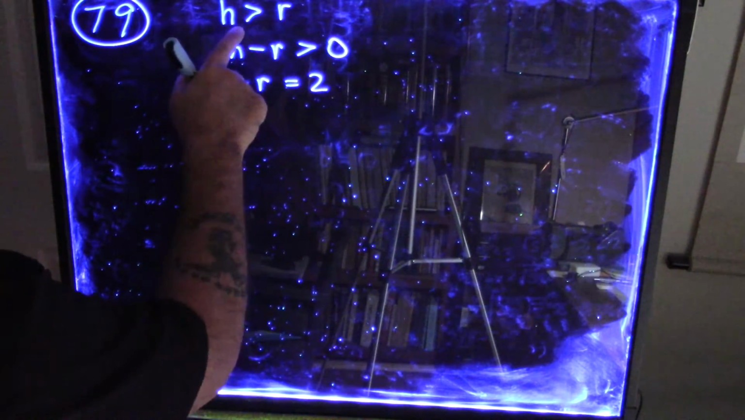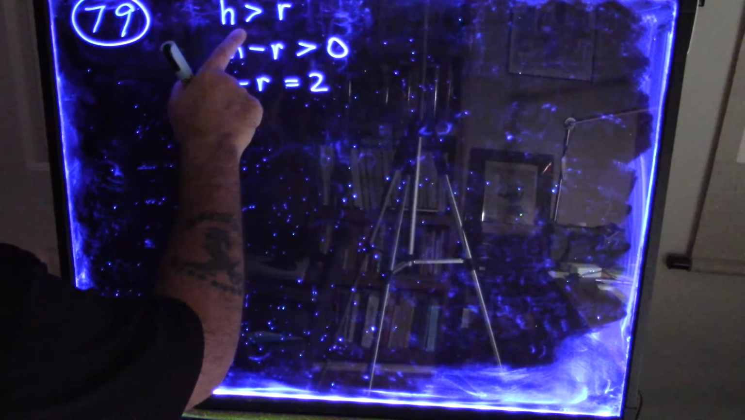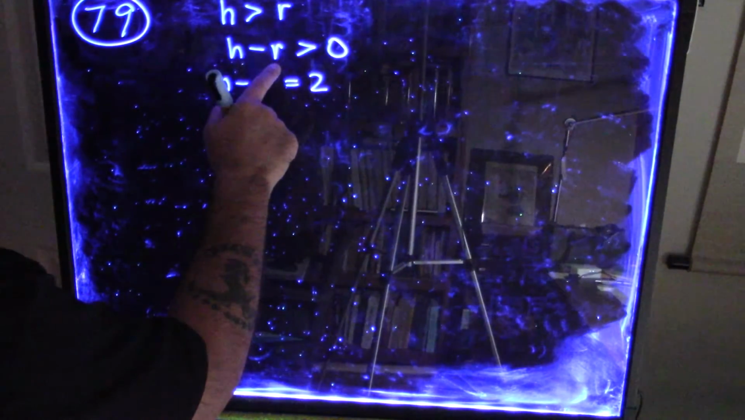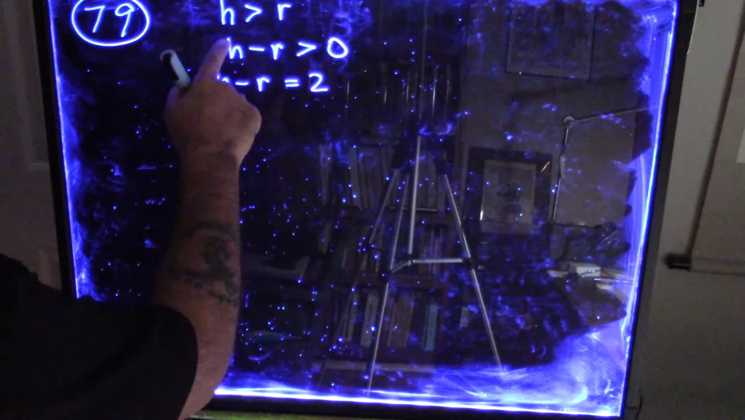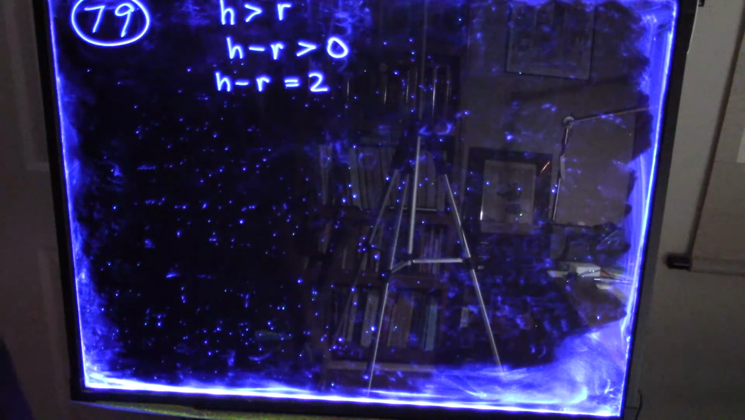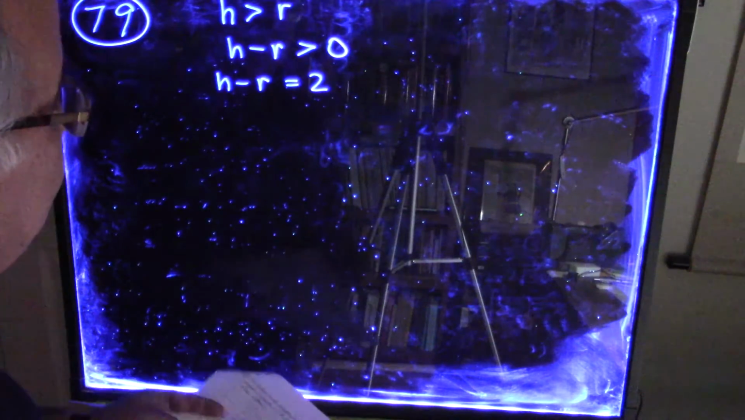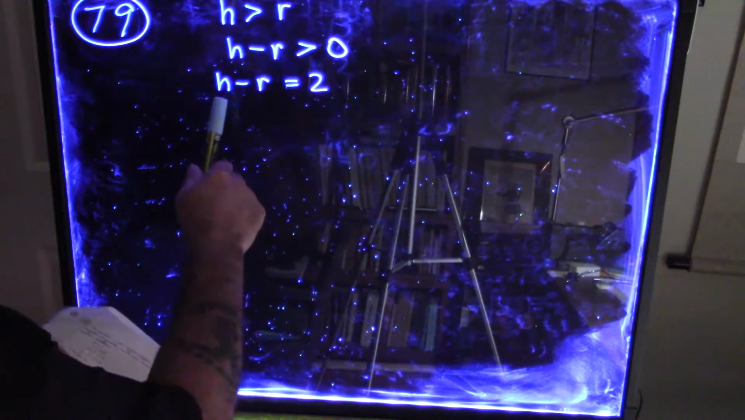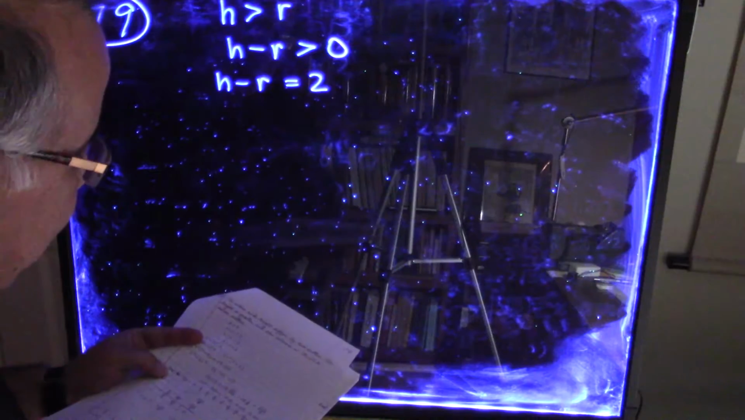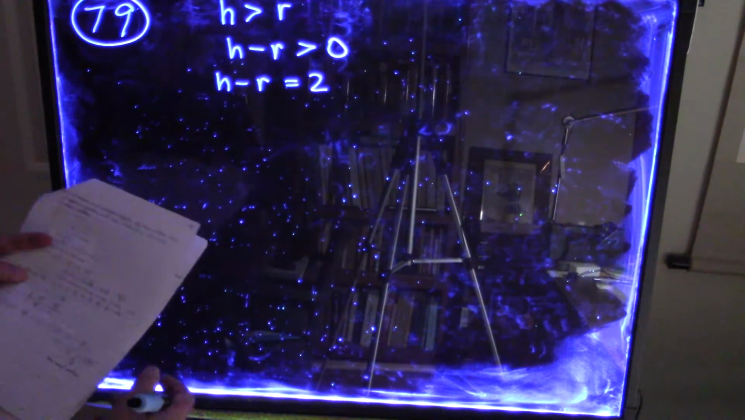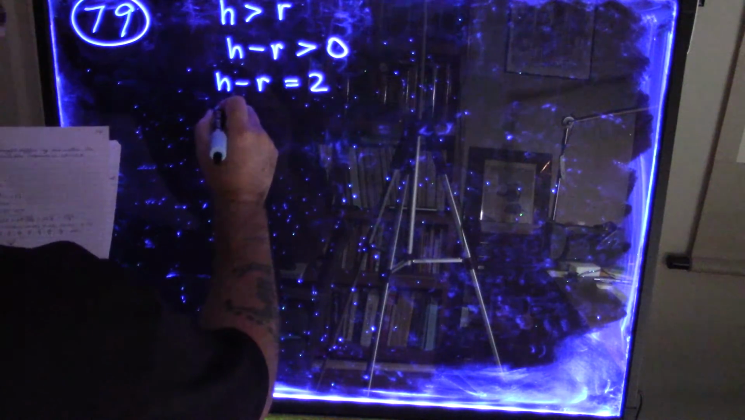Well, we've already established this fact, right? H is greater than radius. So if you subtract r from both sides, h minus r will be greater than 0. If you go the other way around, r minus h is going to be less than 0. It's going to be negative. So it can't possibly equal positive 2. Like r minus h cannot be positive 2. So that's how we know to put h first. And so we've got h minus r equals 2. So that means h equals r plus 2.